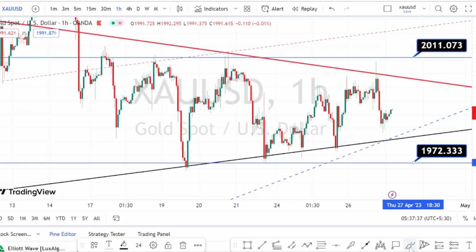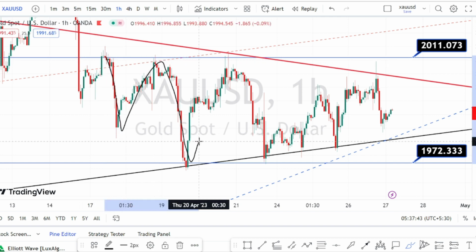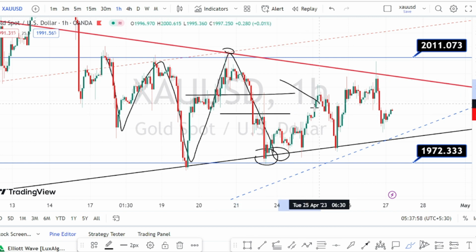I'm in hourly time frame, and again when we look at the price action in hourly time frame, we can notice that it is still consolidating within this support line and the resistance line from the 4 hours time frame, and it is trading within a symmetric triangle pattern, which means that there is no direction in the market.